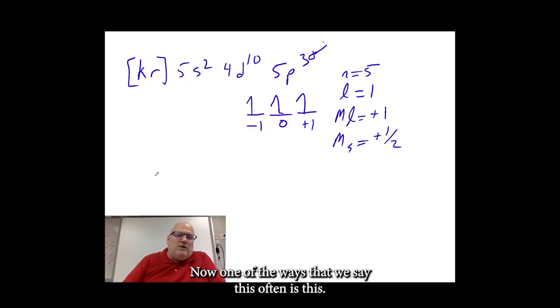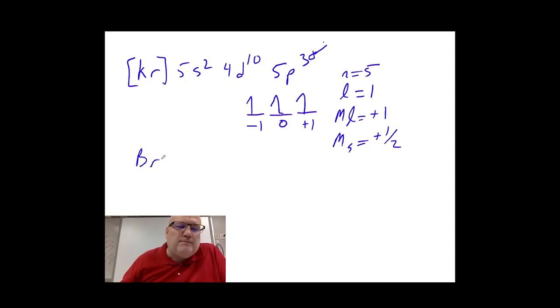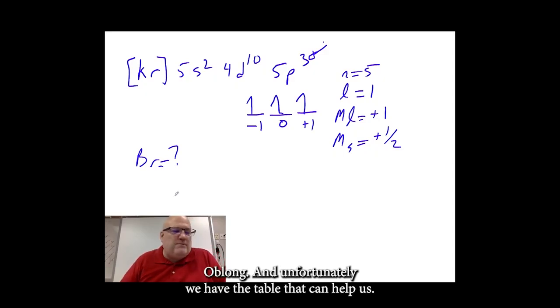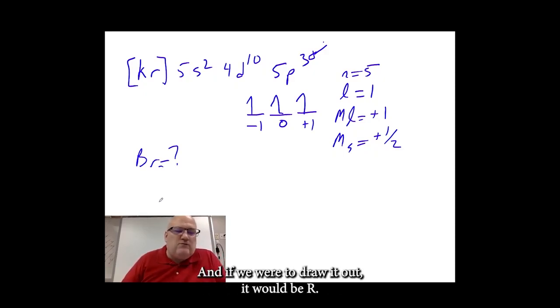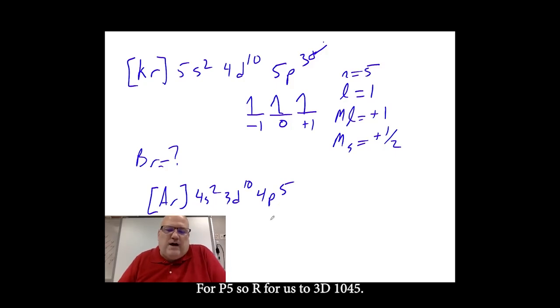Now, one of the ways that we say this often is this: give me the 4 quantum numbers for the last electron in bromine. Well, in order to do that, we need to know what the electron configuration is for bromine. Unfortunately, we have the periodic table that can help us, and if we were to draw it out, it would be Ar, 4s2, 3d10, 4p5.